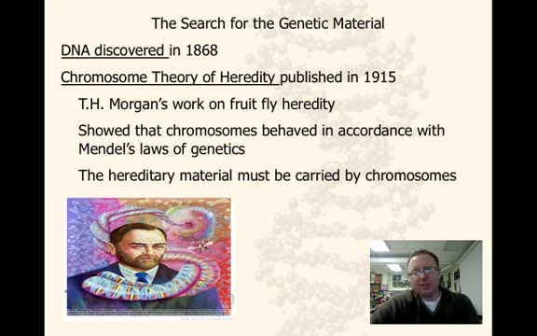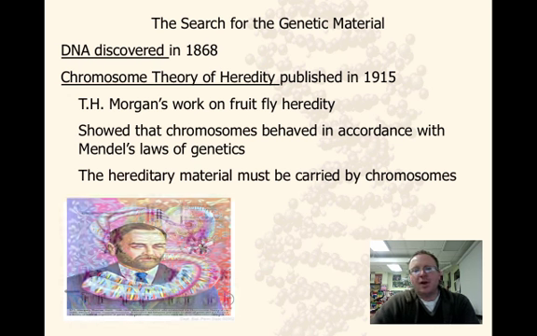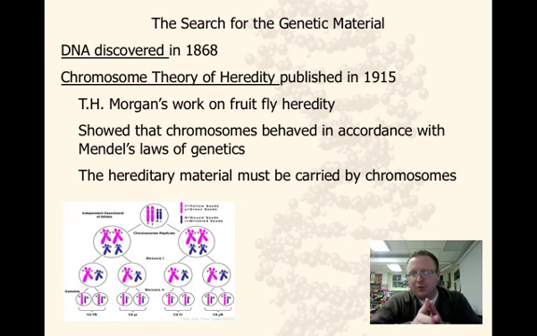What Morgan was able to do in his chromosome theory of heredity was essentially prove scientifically, experimentally, that the hereditary material was carried by chromosomes. He was able to show that chromosomes, when they move during cell division, behave essentially like Mendel predicted they would. Mendel talked about the factors that are the genetic material. These genetic factors would separate during the formation of gametes. Well, what Morgan showed was that that was actually what was occurring with the chromosomes. When gametes or sex cells would form, the chromosomes would separate during that process.